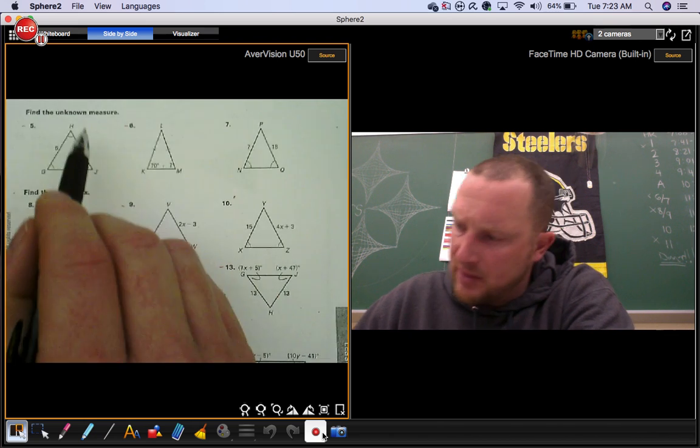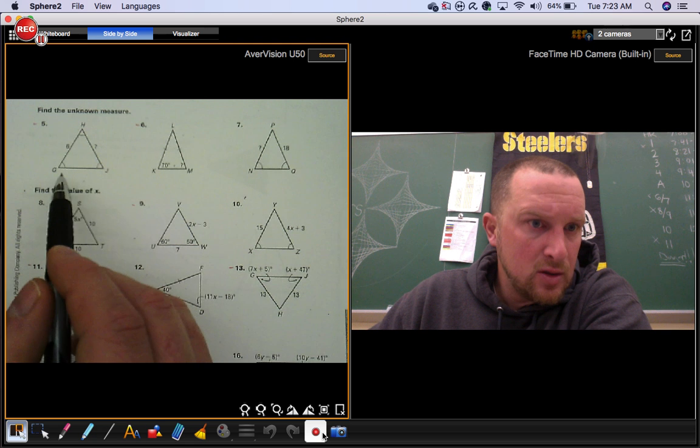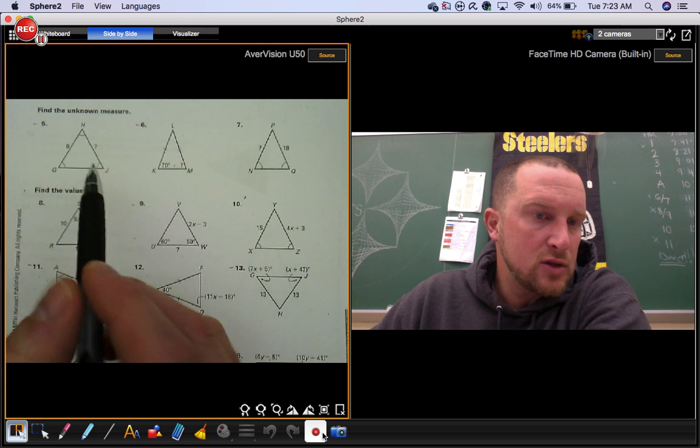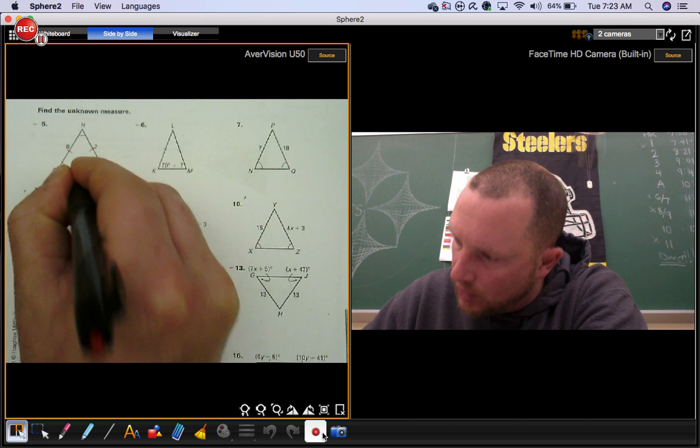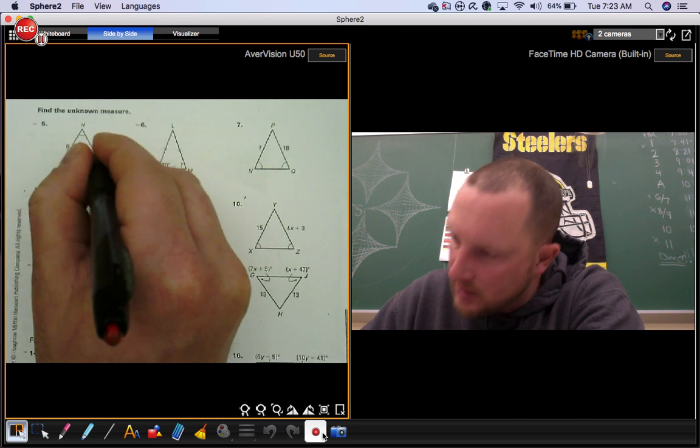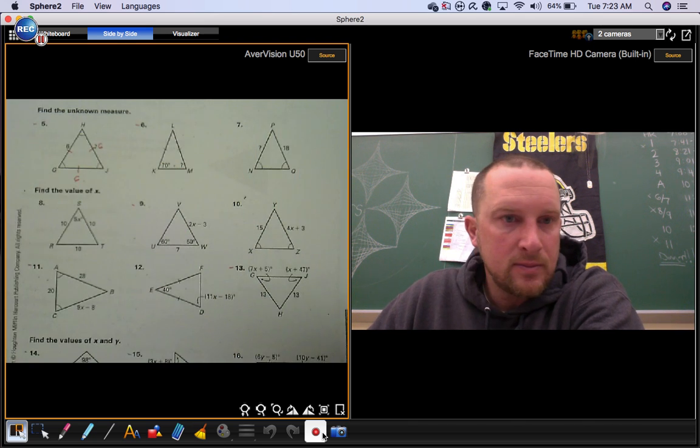In number 5, let's find the unknown measure. This triangle is equiangular, so what that means is it's also equilateral. So all 3 sides are congruent, so if one side is 6, the other sides are 6.